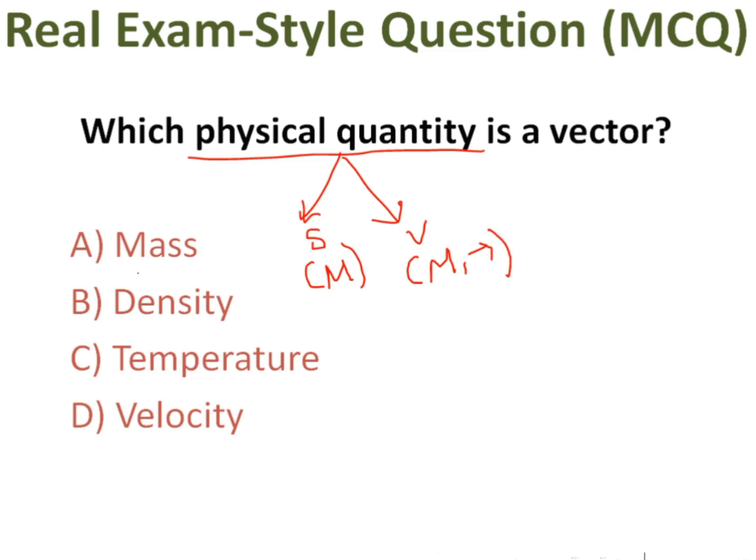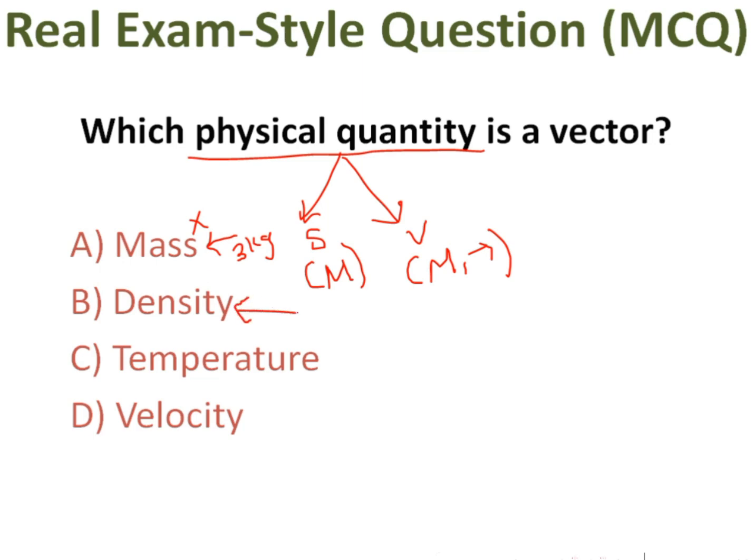So let's move into the answers. Mass. Mass only tells us how much matter an object has. For an example, 3 kilograms. It has only magnitude but no direction, so it cannot be a vector. Imagine you have 2 kilograms of sugar. There's no direction involved in that.